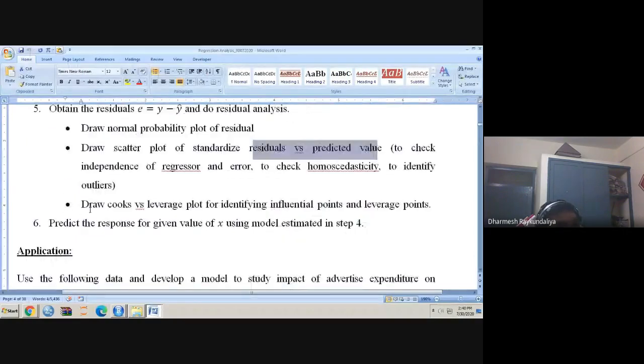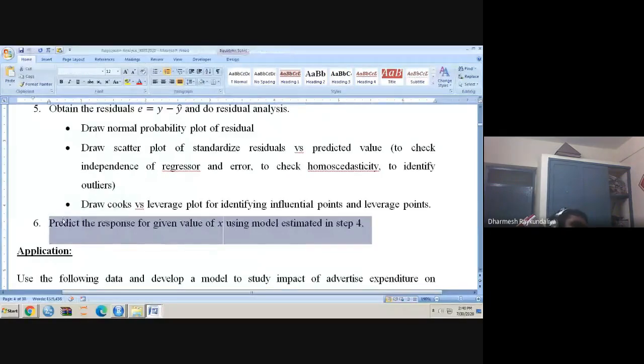And to verify is there any outlier present in your data or not, we can make a plot of Cook's versus leverage plot. Cook's is a measure of distance which is helpful to identify the outliers or influential points, and leverage point is another point. So we will make a plot of this, and based on that we can take the decision. Once the model has passed through all the criteria, then we can use this model for the prediction.